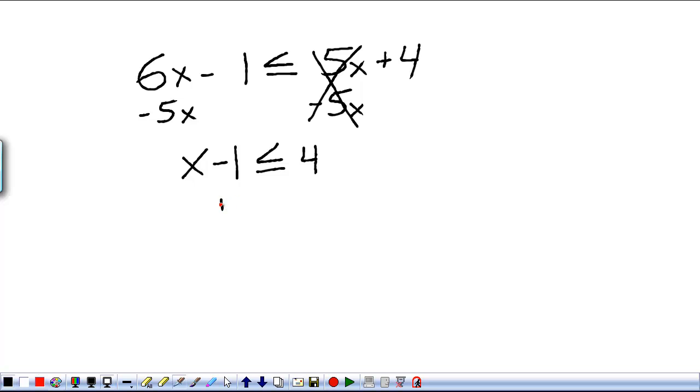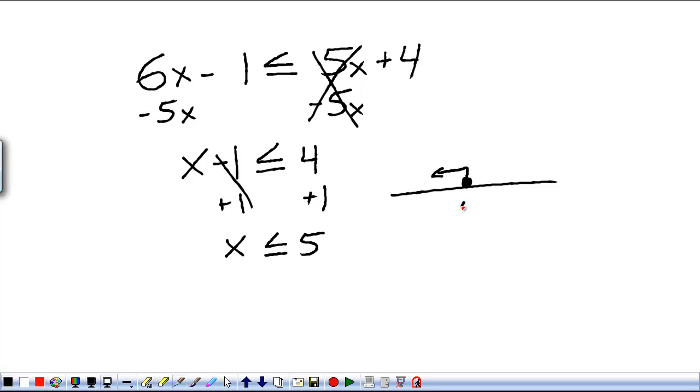Then we can add 1 to both sides, and those will cancel out. We are left with x is less than or equal to 5, since 4 plus 1 is 5. Put on a graph, that would be our answer there: a solid dot because it's less than or equal to, and remember, less than goes to the left. So x is less than or equal to 5.